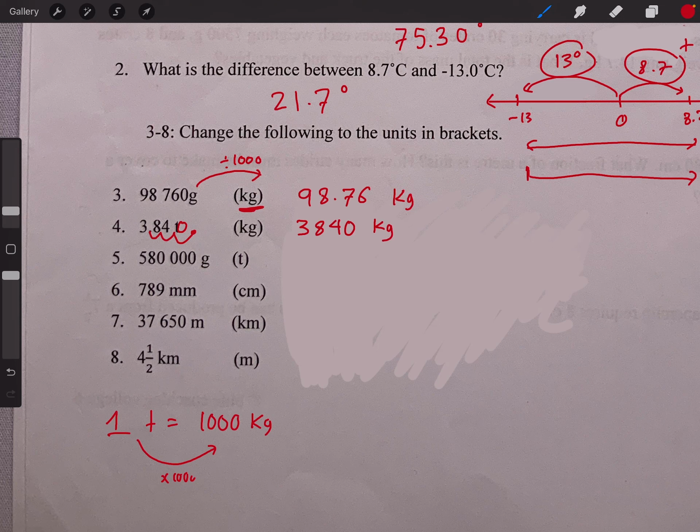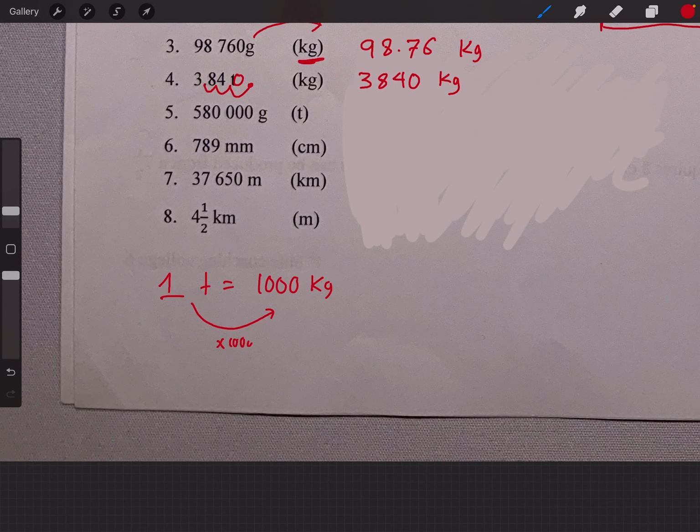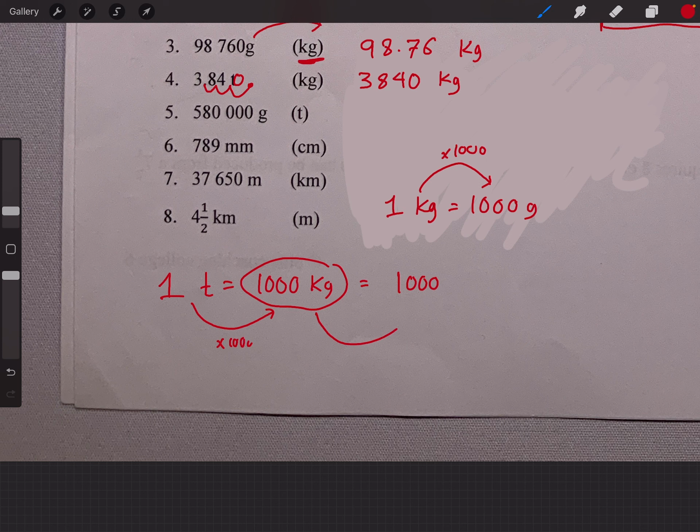Now to go from grams to tons, let's have a look here. 1 ton is equal to 1,000 kilograms. Each kilogram is worth 1,000 grams. Here you have 1,000 kilograms. Now remember, to go from kilograms to grams, we times it by 1,000. So that's 1,000 times 1,000, and that gives you 1,000,000 grams.